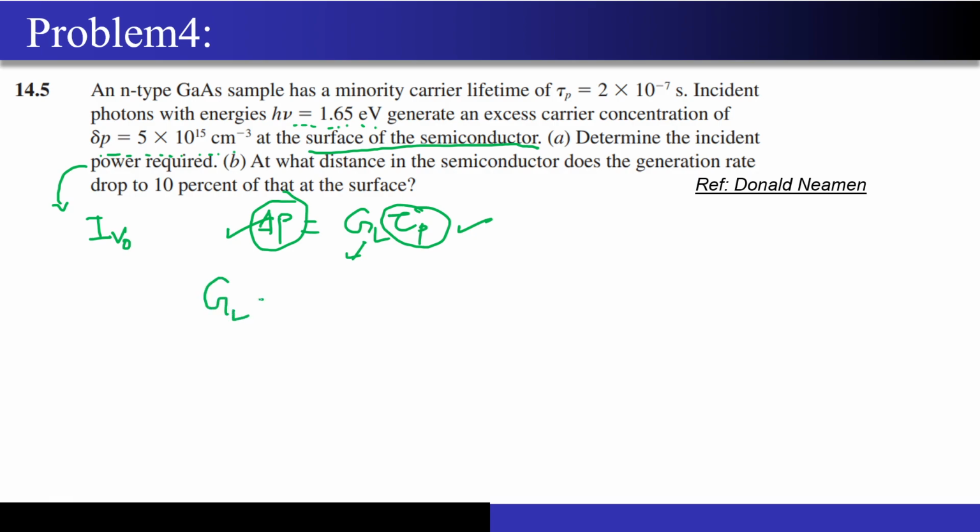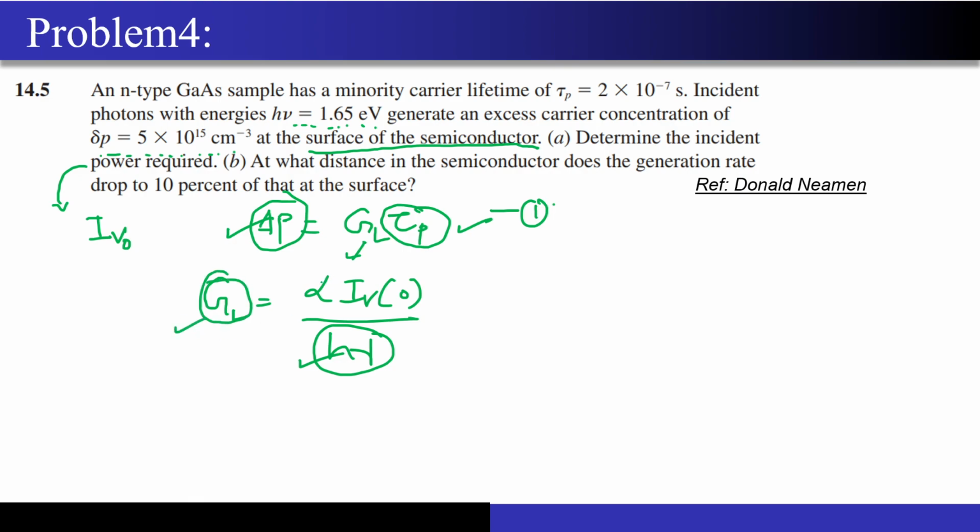Well, I know one formula, right? What is GL? Alpha times IV0, because we are at the surface of the semiconductor, we are not going deep into it, right? Alpha times IV0 divided by h mu. The value of h mu has been given to me. The GL I can calculate from here, maybe from equation number 1, right?